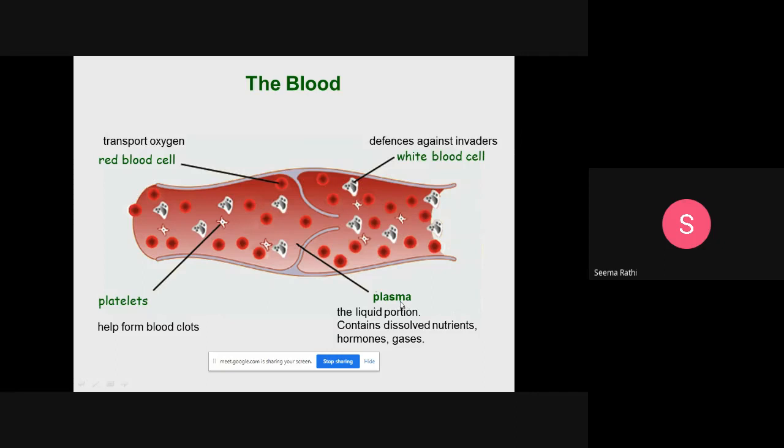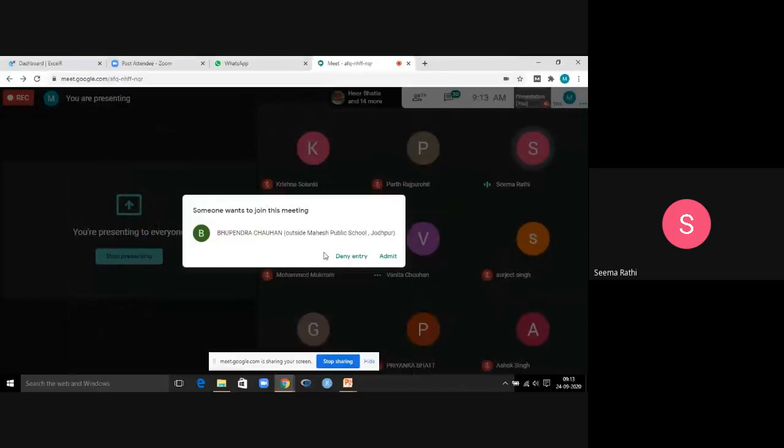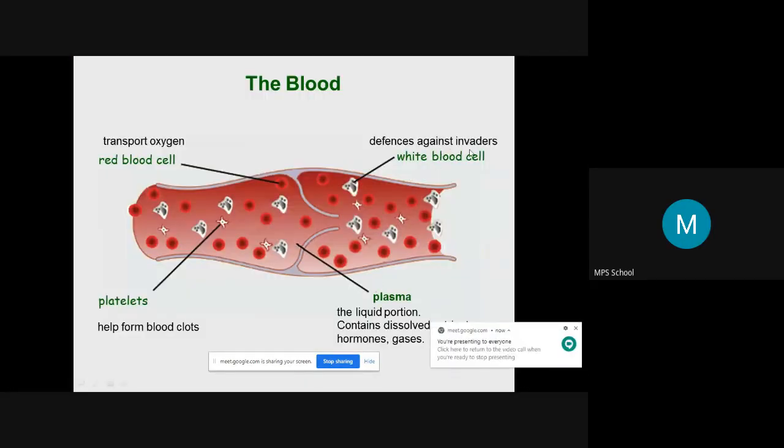Excuse me, sir. In white blood cells, what are invaders? Invader is any foreign particle, not from your body. Like now the coronavirus is spreading everywhere. That is coronavirus. Any virus or bacteria is an invader. Okay, sir. Okay.